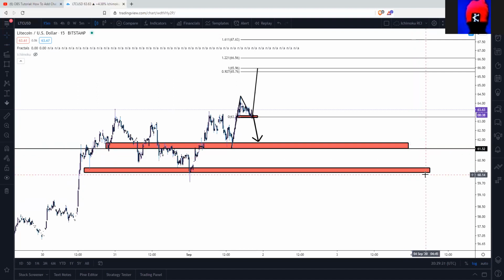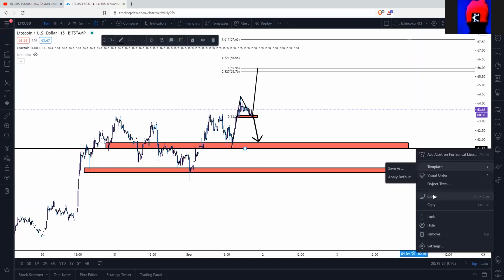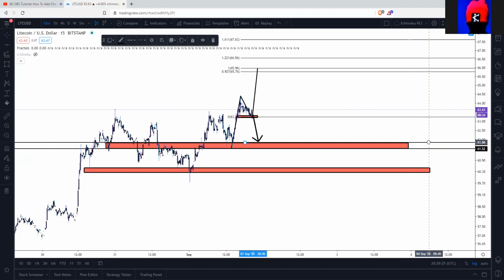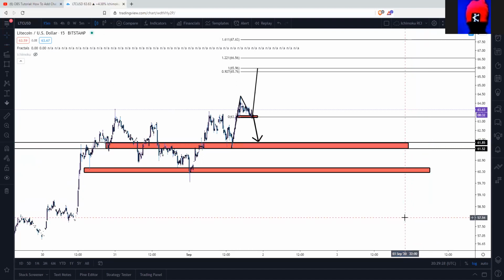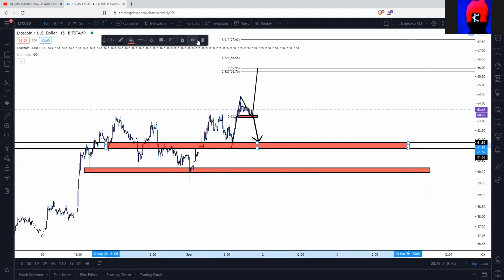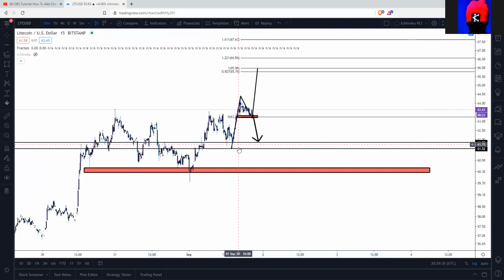So 6152 to 6185 is a zone. You see that? If I took this off, between here and here is a zone. And you see how price is holding up in here, or how it reacts when it gets to this level. So that's just a zone. Same thing with here. This is a zone as well.